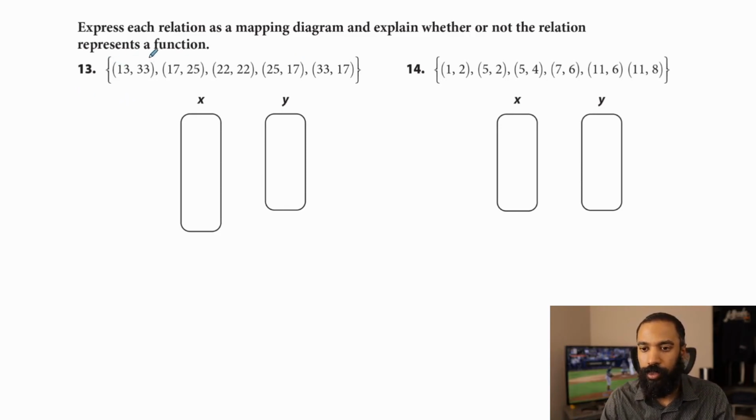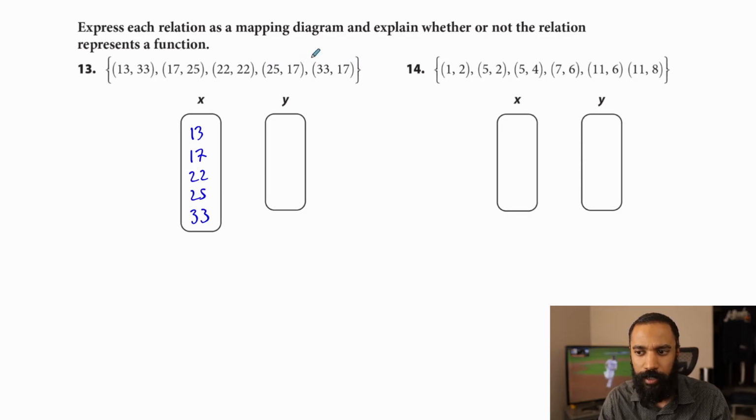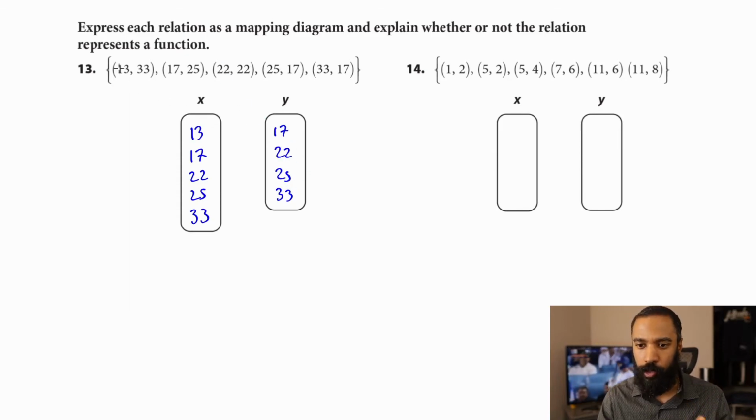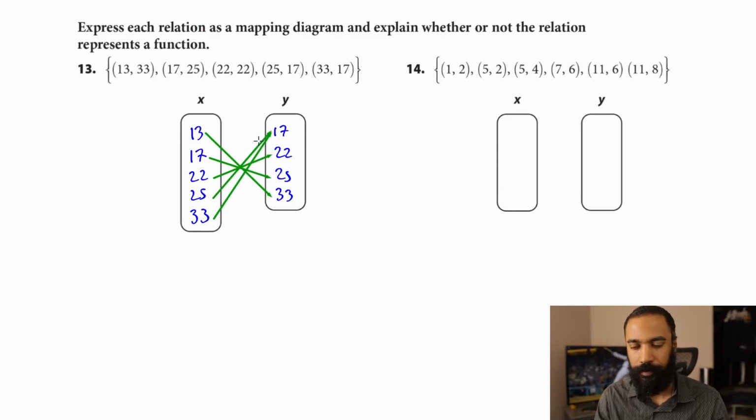So 13, 17, 22, 25, 33. Notice I'm looking at the X values for the domain, and for the range I'm looking at the Y values, going in increasing order. 17 and another 17, 22, 25, 33. And for a mapping diagram, you must draw the arrows to map one point to another. 13 to 33, 17 to 25, 22 to 22, 25 to 17, and 33 to 17.